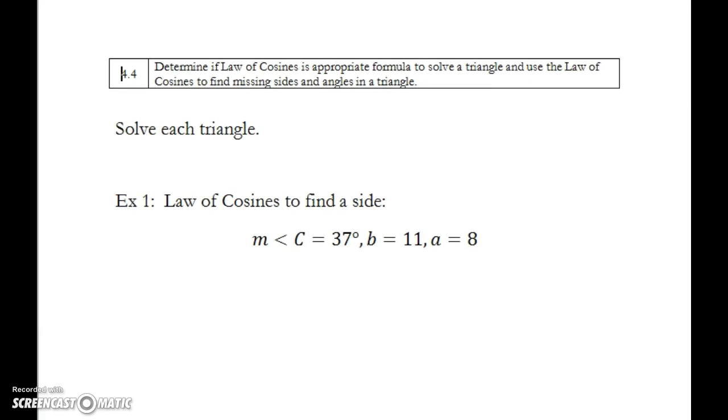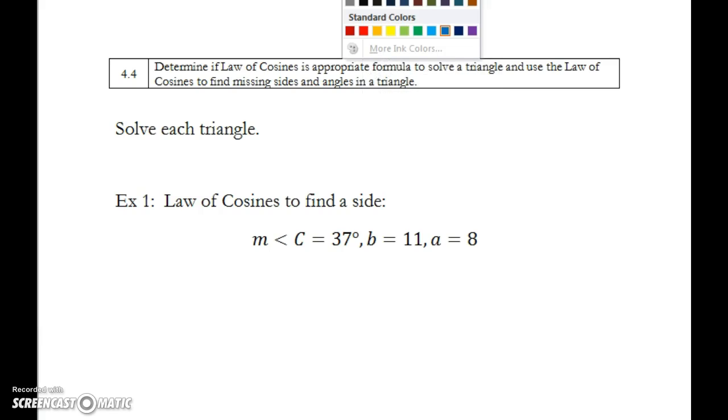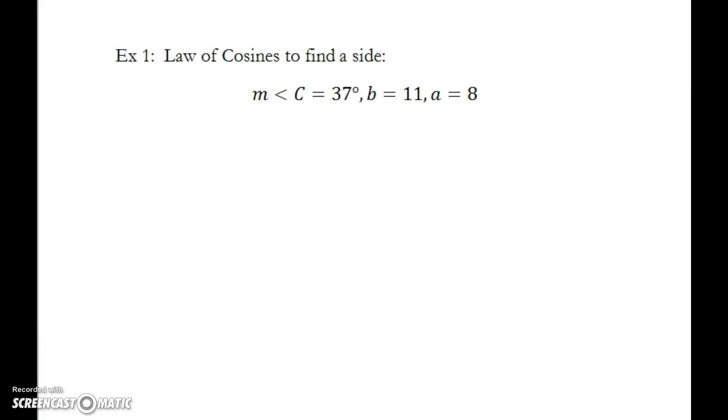This is standard 4.4. Determine if the law of cosines is an appropriate formula to solve a triangle, and use the law of cosines to find missing sides and angles in a triangle. So if we take a look at our first problem here, I know it says to use law of cosines, but let's figure out actually why we need to use law of cosines.